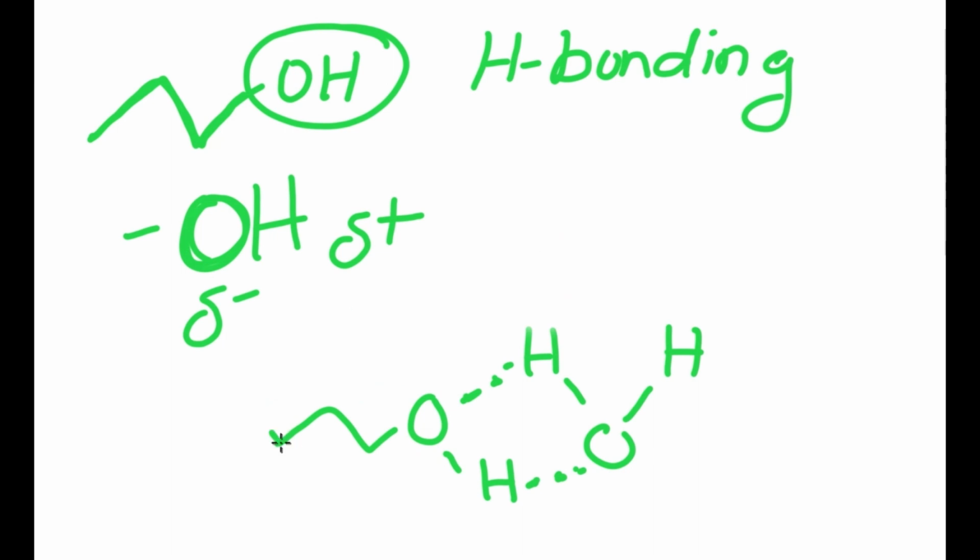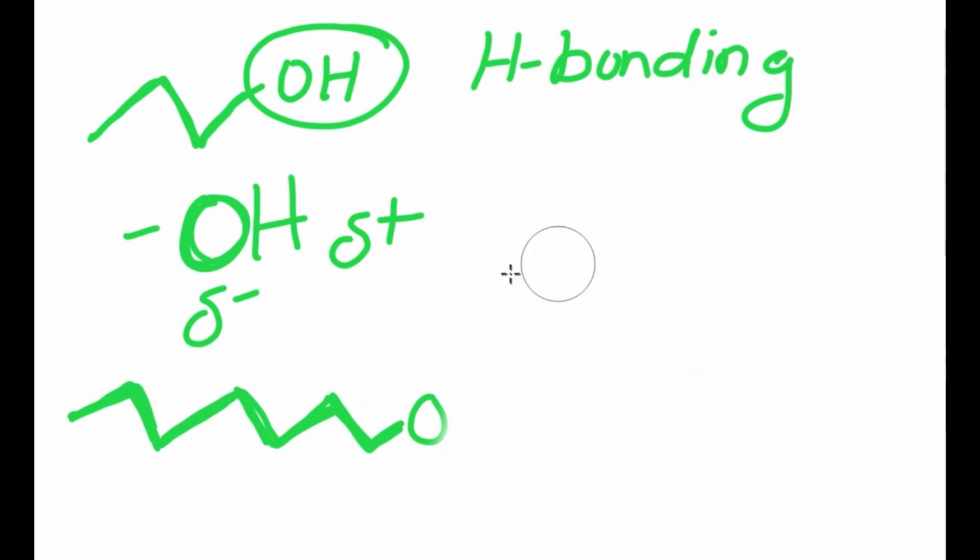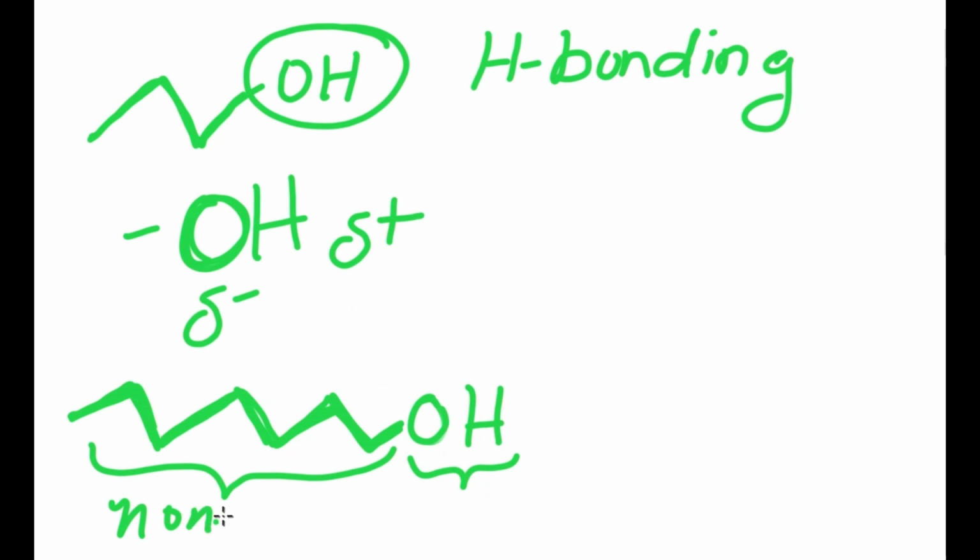Now what happens when we have a longer carbon chain is that this non-polar piece here, the alkane part, overpowers the polarity of the hydroxy group. So it's either going to be water soluble not as well or not at all, depending on the length. So remember, here is the nonpolar and polar.